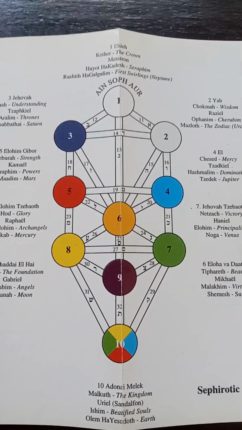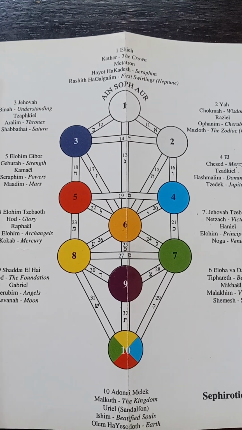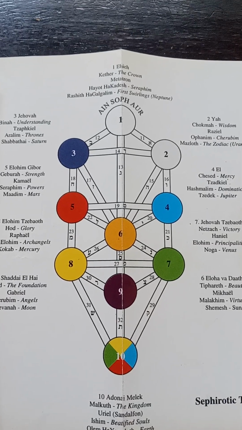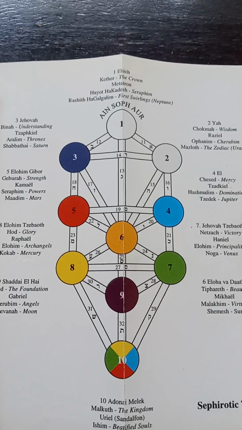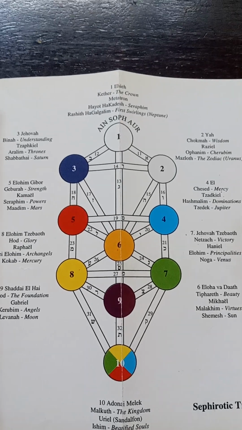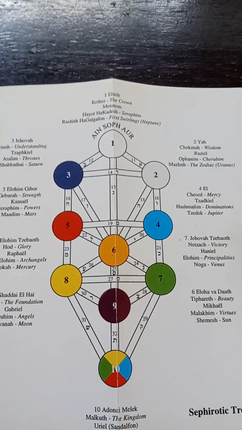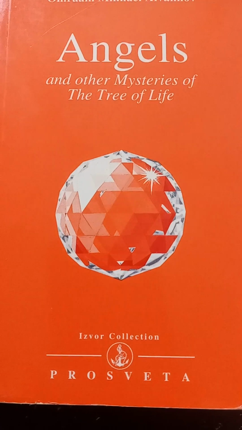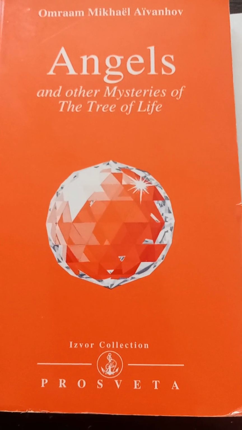So we're going to get right on into the tree of life and how this image is the eternal image in the universe. The flower of life has this image within it, and everything is contained within the flower of life. And having said that, this is from a wonderful book called Angels and Other Mysteries of the Tree of Life by Amram Mikhail Ivanhoff.